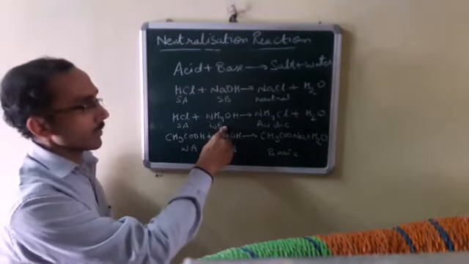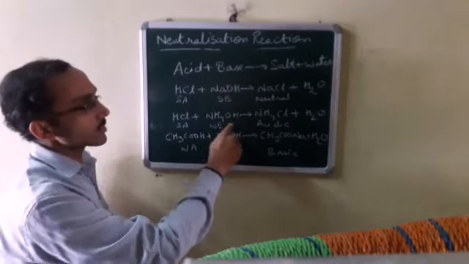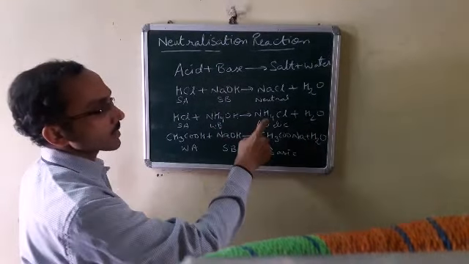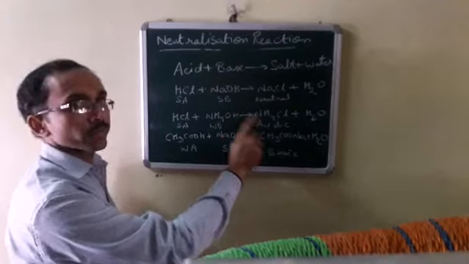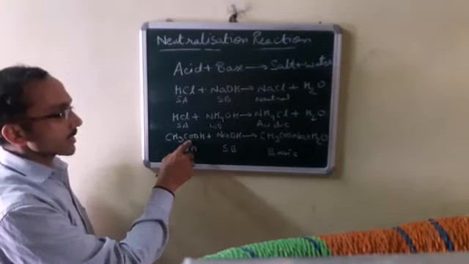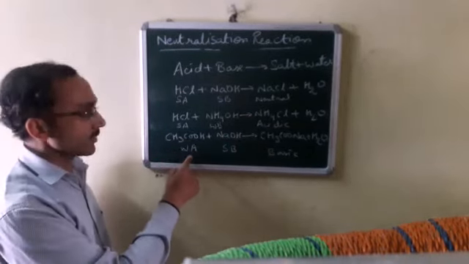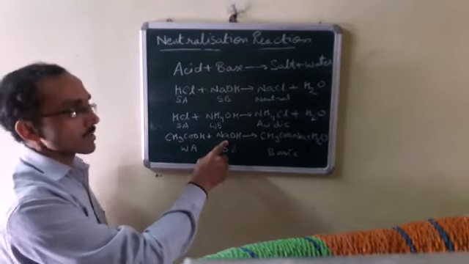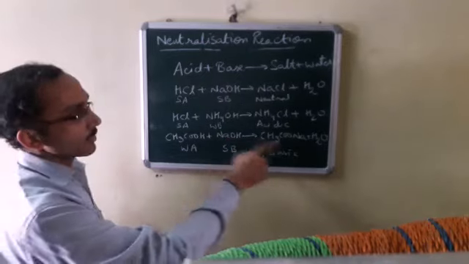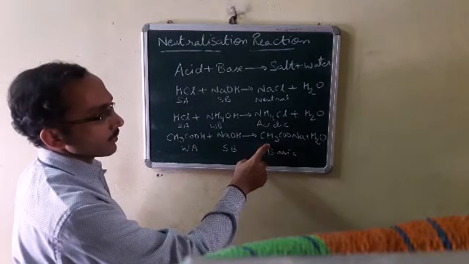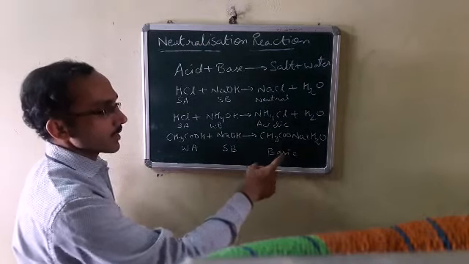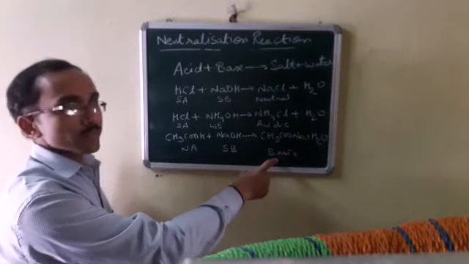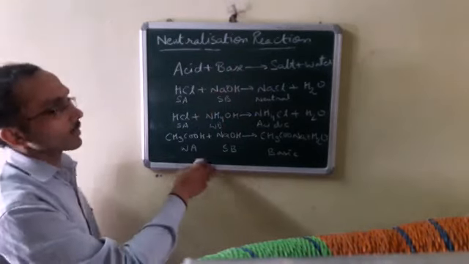Another example is if we are taking a strong acid, that is hydrochloric acid, and we react with a weak base, that is ammonium hydroxide, then it forms ammonium chloride along with water. This ammonium chloride is an acidic salt. Another example is acetic acid. It is also called ethanoic acid, which is a weak acid which is present in vinegar. When we react with a strong base, that is sodium hydroxide, then it forms sodium acetate along with water. This sodium acetate is basic in nature. Hence, these all are the examples of neutralization reaction.